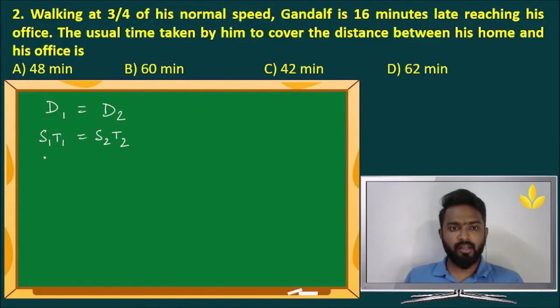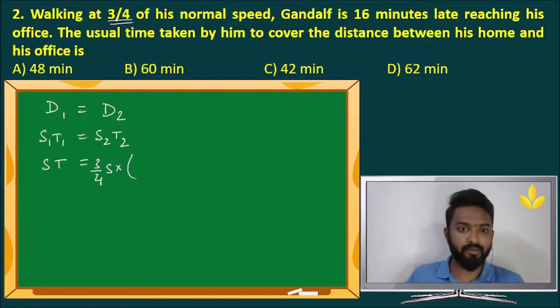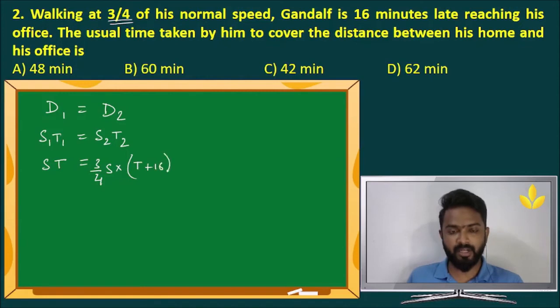Okay, now let the default speed be s and let the default time be t. Now what is his second speed? It is 3/4 of his normal speed. So 3/4 of his normal speed into how much time? He is late by 16 minutes. That means because he reduced his speed, he is taking 16 minutes more time. So it is the default time plus 16 minutes.